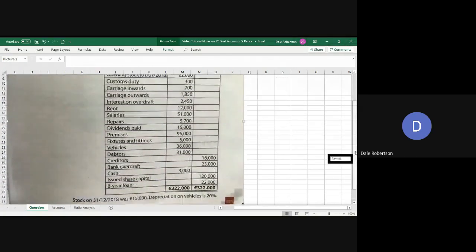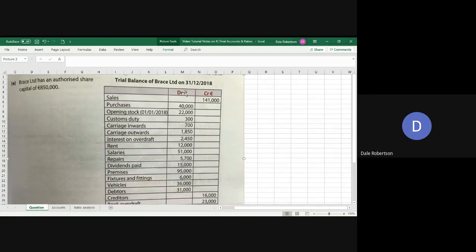I'm going to use this video as a means of teaching final accounts at junior certificate level today. So we're going to look at a question from your workbook. It's question E from page number 275 of your workbook. I've just put a picture of the question up here. And this is a typical junior certificate type final accounts question.